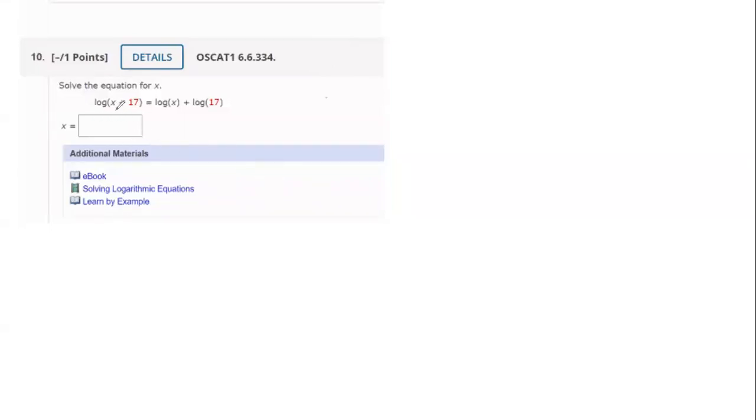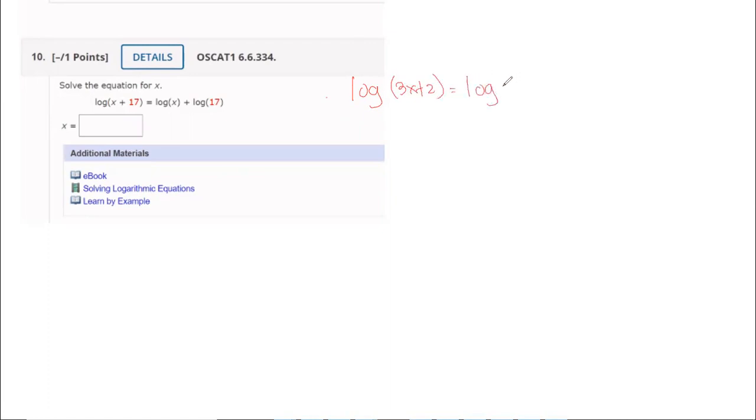In this case, the only difference is that you don't see the base. That means it's 10, so that's base 10. Okay, so I'm going to give you another example like this. Log (3x plus 2) equals log 2 plus log 20. Now you have 1 log here, 2 logs here, you need to combine this. That's a plus, so you have to multiply.